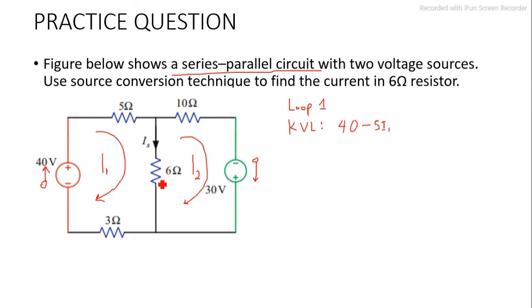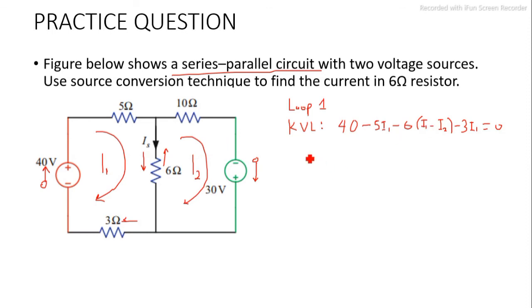There will be a voltage drop here, which is 6 times I. And what's our I? I1 is moving downward, but this is opposing it. So that will be I1 minus I2. So the current here will be I1 minus I2. That means minus 6 into I1 minus I2. Then there will be a voltage drop here, which is 3 times the current moving through it. What's the current moving through it? That's just I1. Minus 3 I1 to be equal to 0.